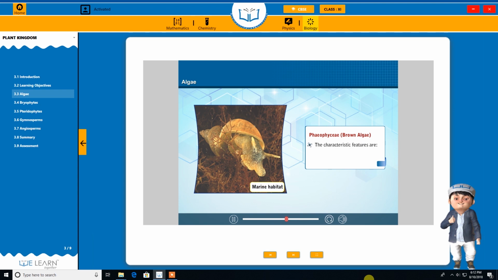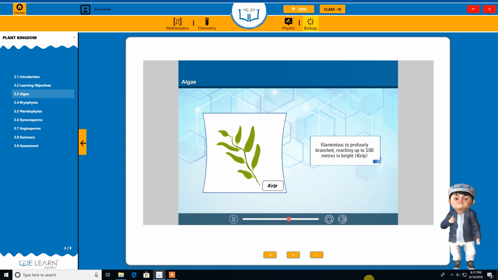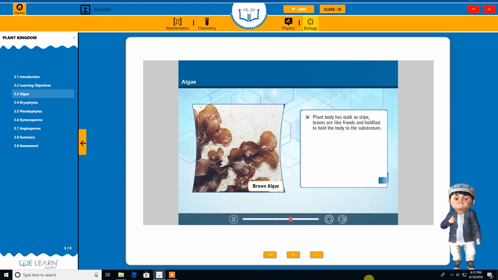Phaeophyceae, brown algae. The characteristic features are marine habitat, simple branched as in Ectocarpus, filamentous to profusely branched, reaching up to 100 meters in height as in kelp. Plant body has a stalk called the stipe. Leaves are like fronds and a holdfast holds the body to the substratum. Presence of chlorophyll A, C, fucoxanthin, carotenoids and xanthophylls as pigment materials, which give various colors from olive green to brown. Storage of food material in the form of laminarin and mannitol. Cellulosic cell wall covered by a gelatinous coating of algin.